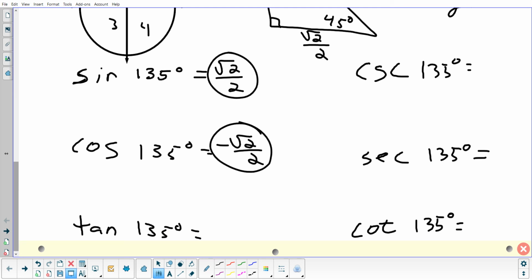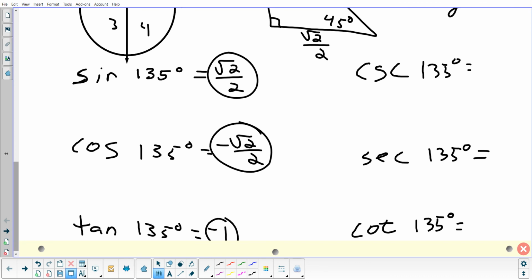Well, how do these two numbers compare to each other? Square root of 2 over 2 and negative square root of 2 over 2. They're the same, so it'd be negative 1. Yeah, they're opposites. Whenever you divide two numbers that are opposites, it doesn't matter what they are, you're always going to get negative 1.